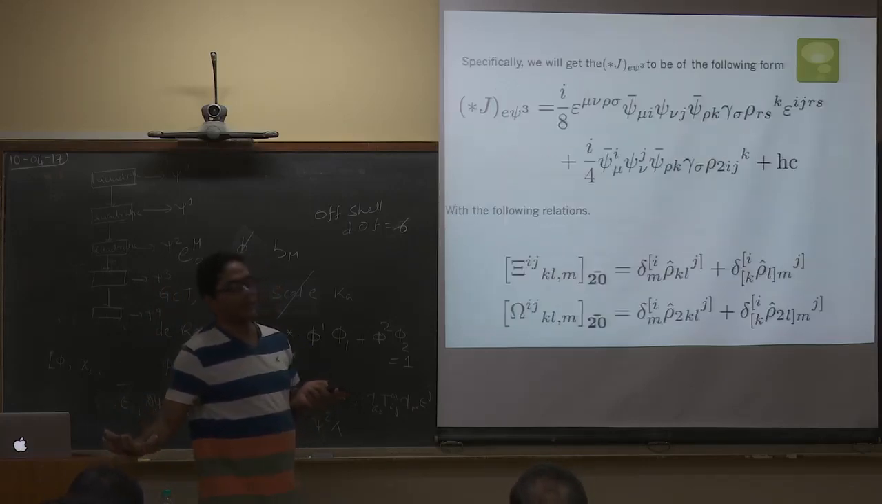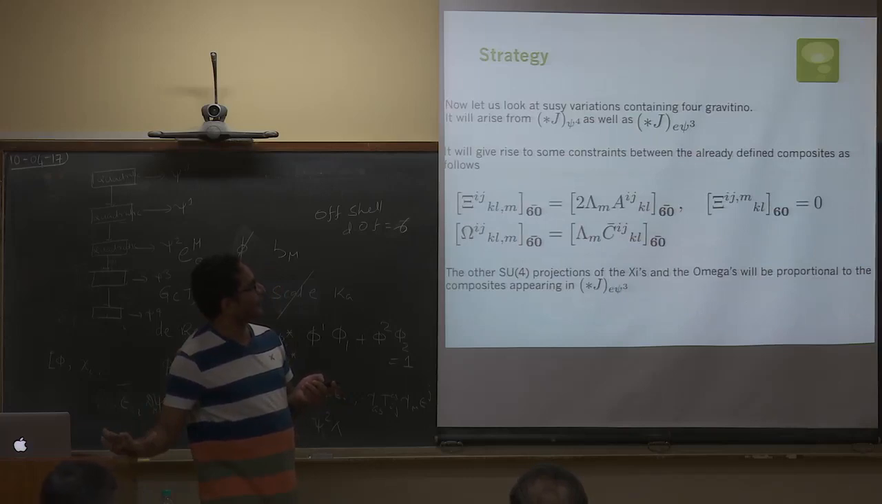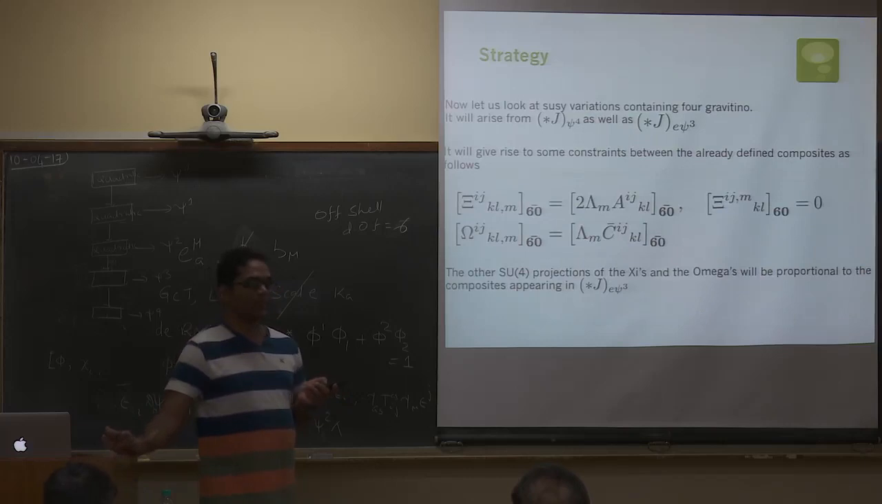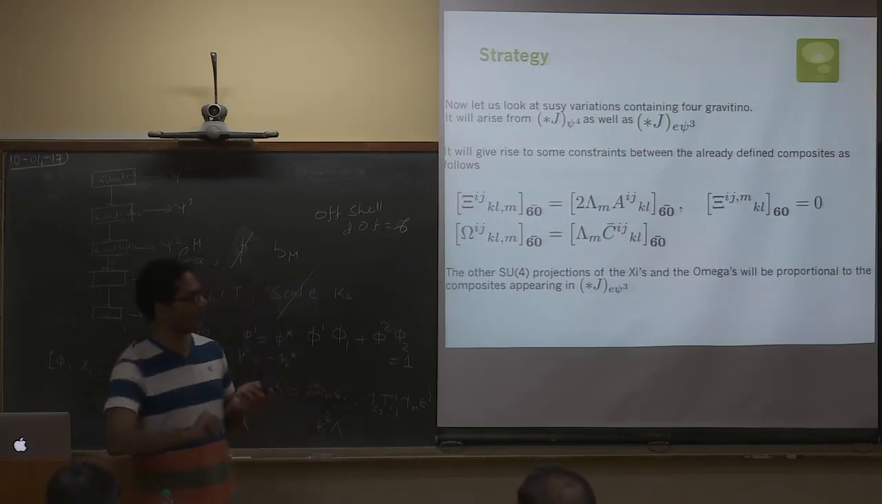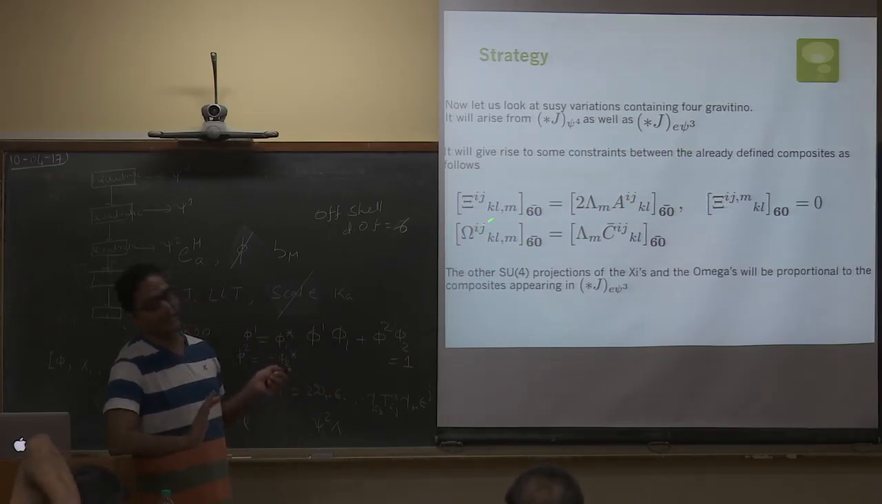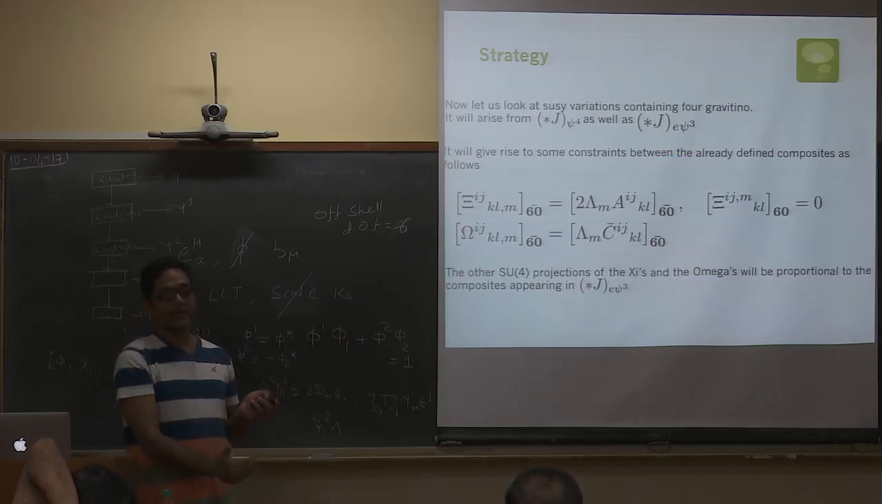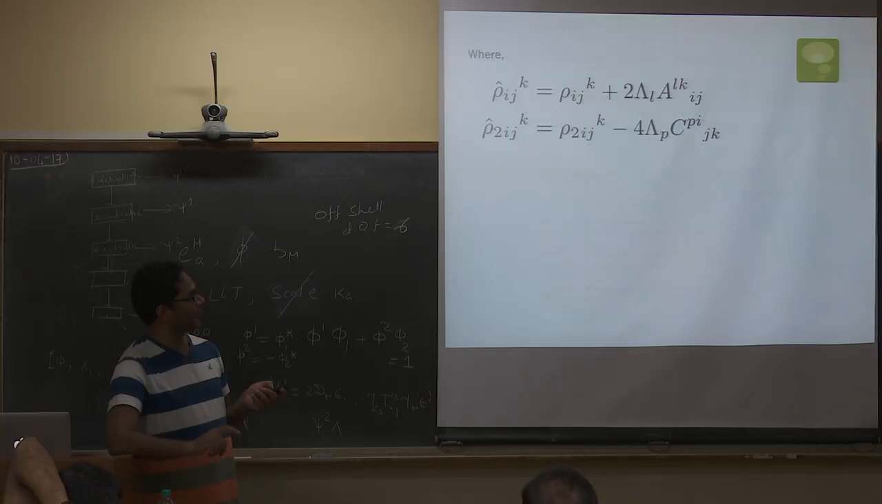Yes, it was A, C, and C bar. A, C, and C bar are the composites that appeared in the supersymmetry transformation, and they should satisfy this constraint. Psi and omega are the supersymmetry transformations of A and C bar, so they should satisfy this constraint. Once you have A, C, and C bar satisfying this constraint, then you have the entire invariant density formula.